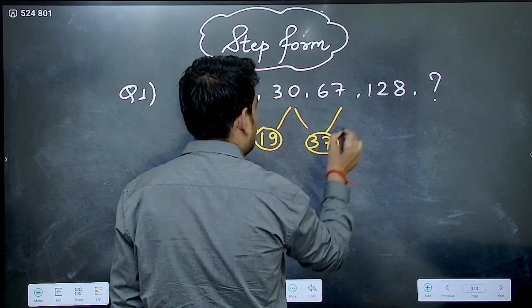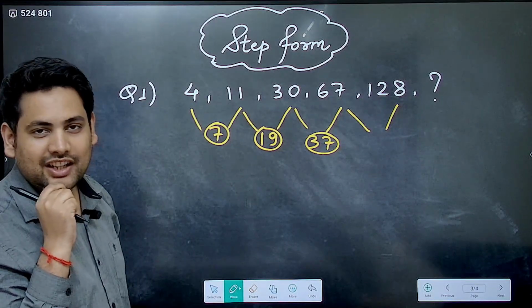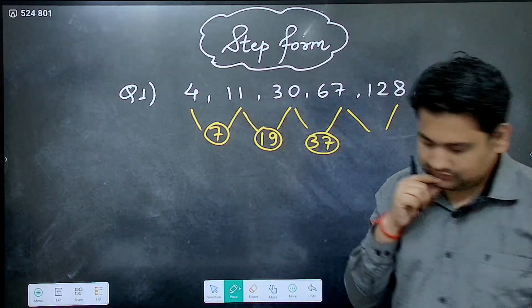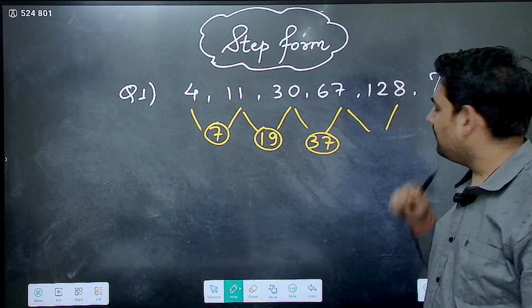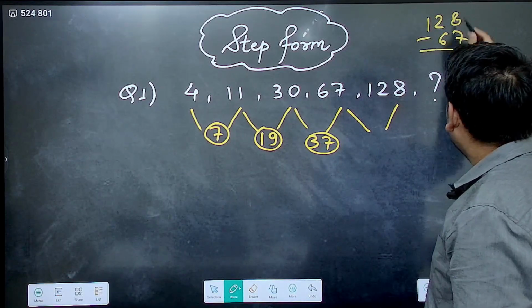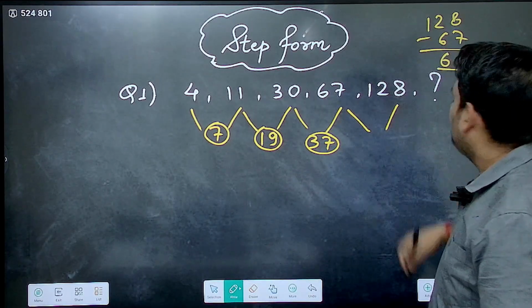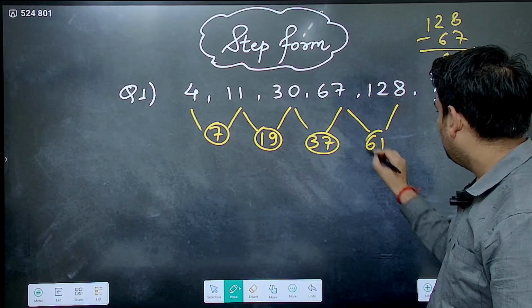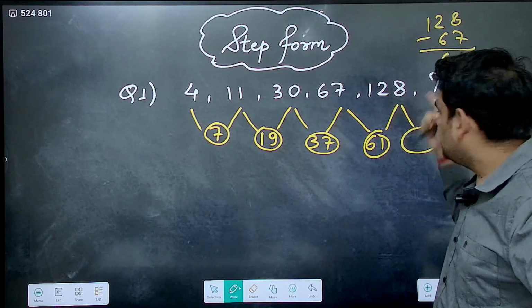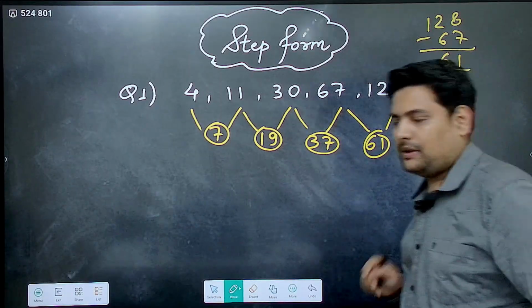37. Then 67 and 128, their difference will be how much? 67 and 128. 128 minus 67. 8 minus 7, 1. 12 minus 6, 1. So you got 61. Now, this next difference, do you know? No, because this number is unknown. So leave it for now. Just leave a blank space here. Now, move forward.